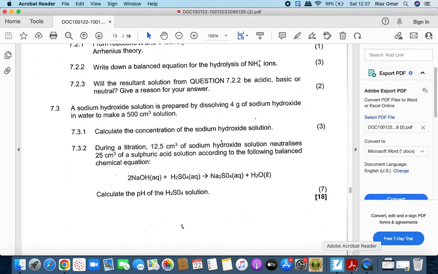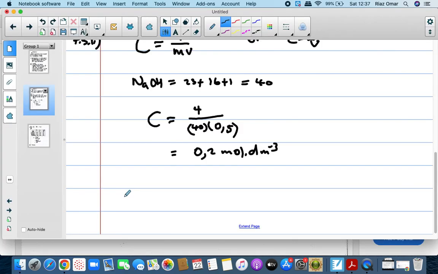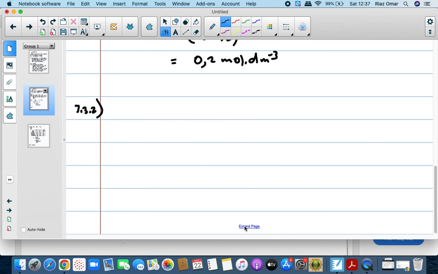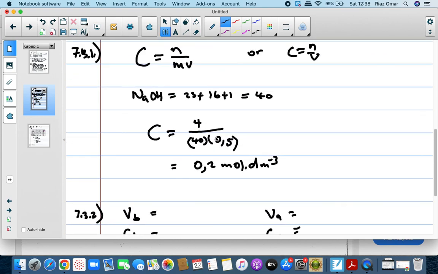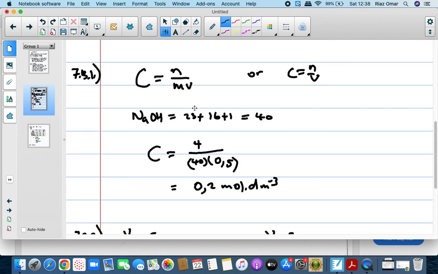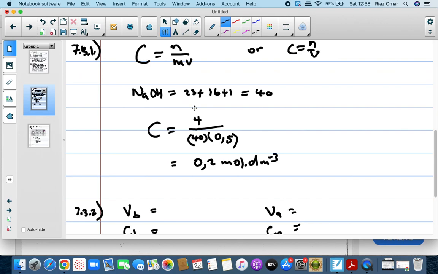It's question 7.3.2. Let's just write it down. 7.3.2. We got volume of base. Do we have concentration of base? Do we have volume of acid? Do we have concentration of acid? Let's see what we've got. We've got the volume of the base, concentration of the base, volume of acid, concentration of the acid. We worked out the sodium hydroxide concentration in the earlier one was 0.2 mole per dm cube.